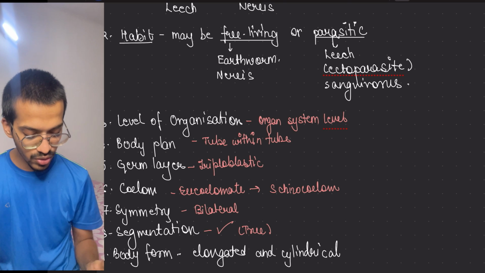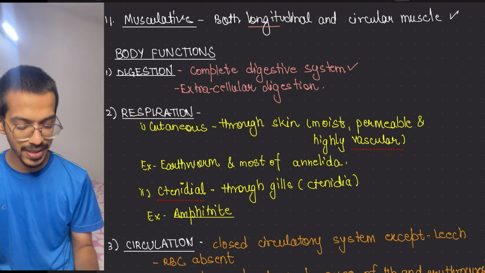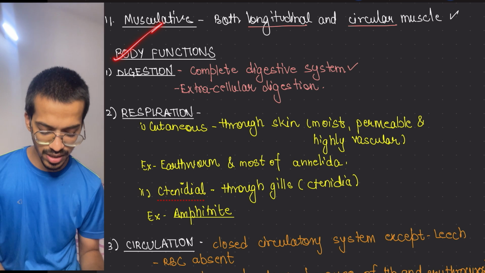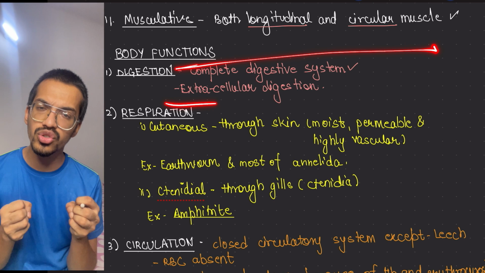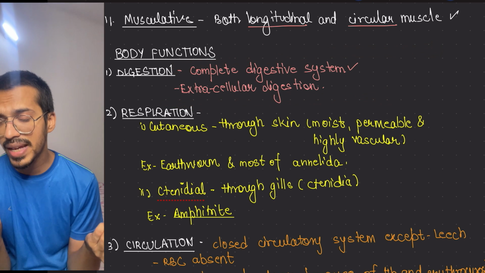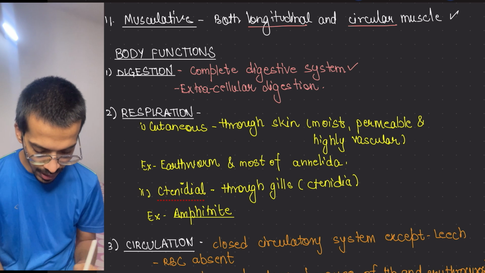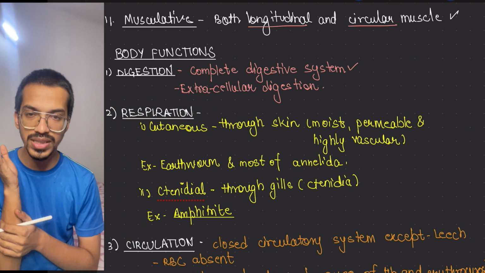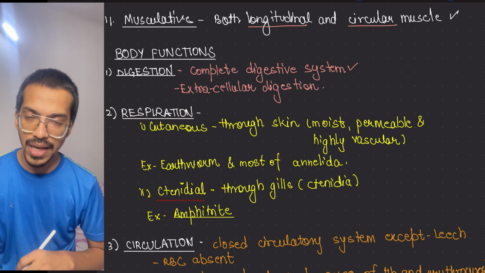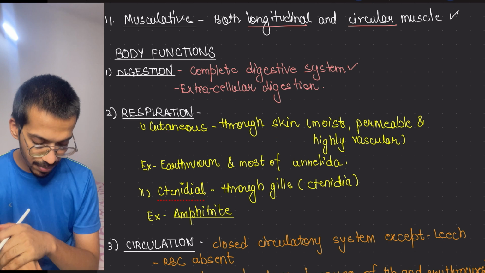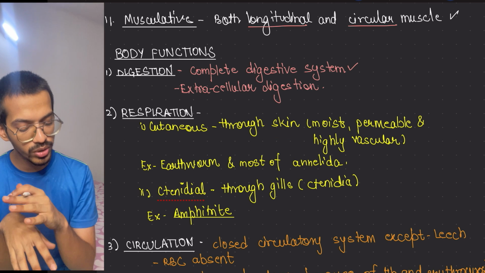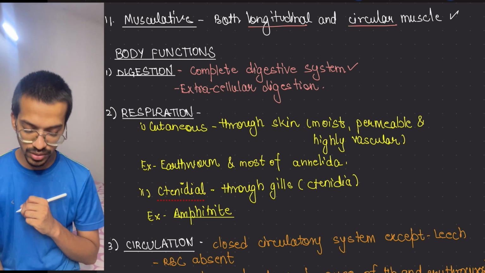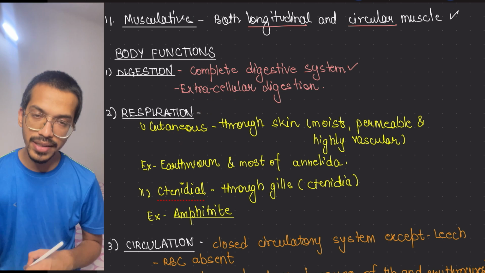It has both longitudinal and circular muscles present. Earlier it was only what? Longitudinal muscles. Now comes the body function. Digestion: a complete digestive system is there. Extracellular digestion takes place inside a stomach-like structure. Then comes respiration, and different animals have different types. Cutaneous means through the skin, like the earthworm. The skin has to be thin, moist, permeable and highly vascular. Blood supply should be there so that air can come in direct contact with it, it takes the oxygen and releases the waste. Earthworm has this and most of the Annelida are able to do it.